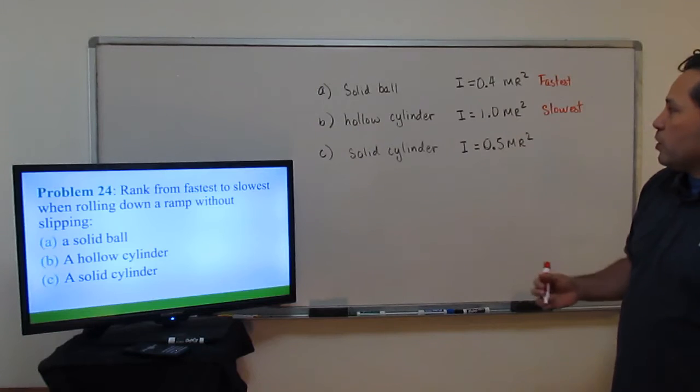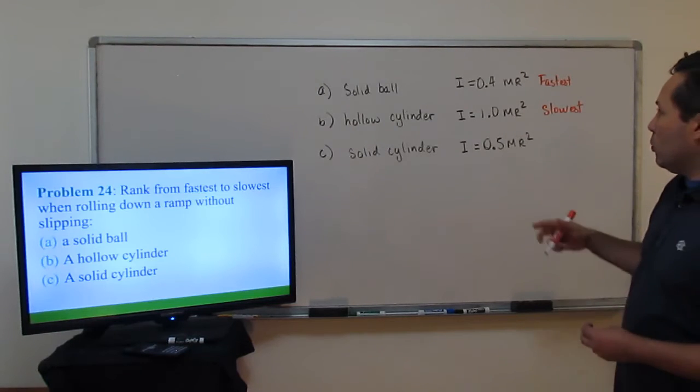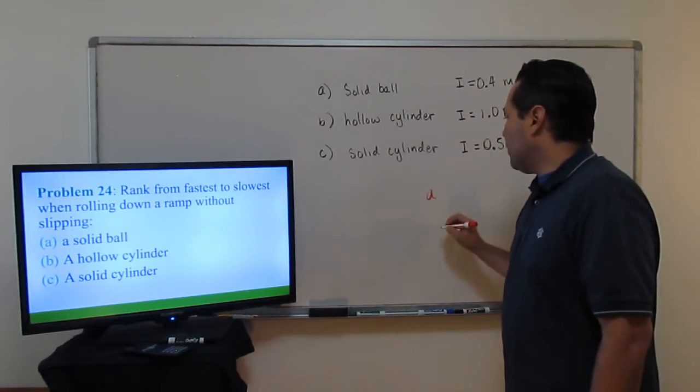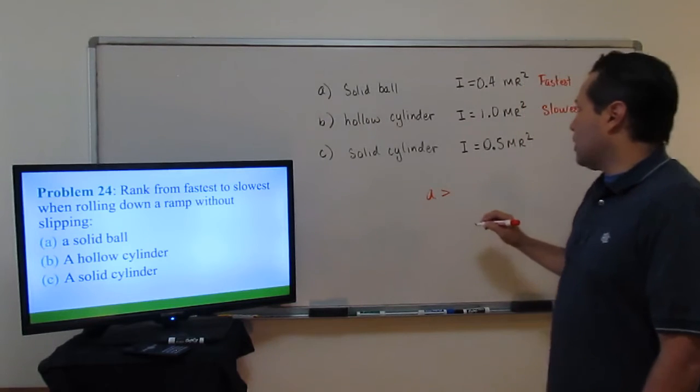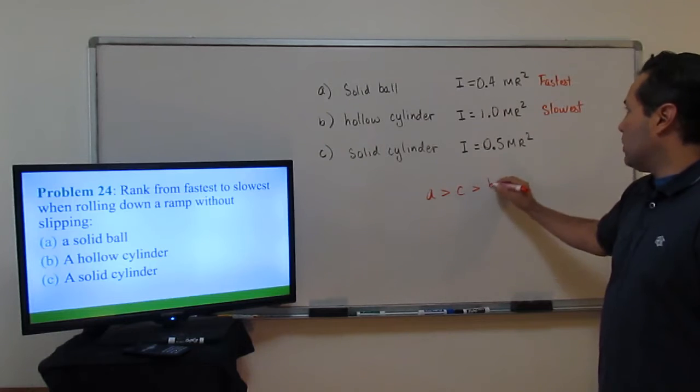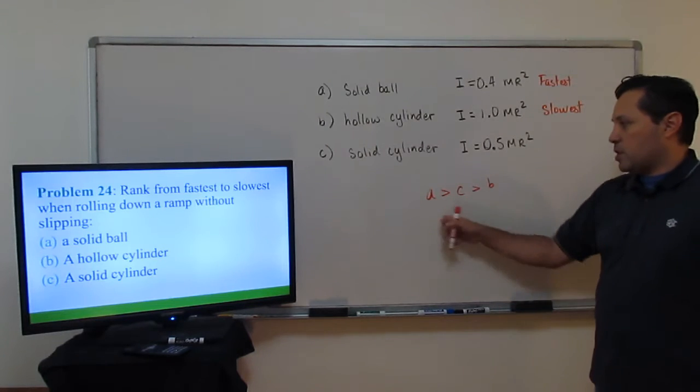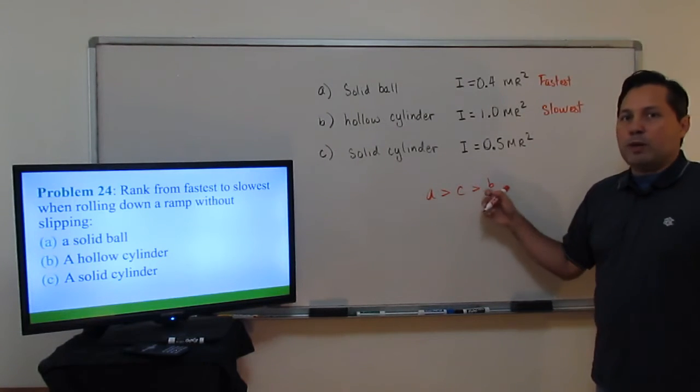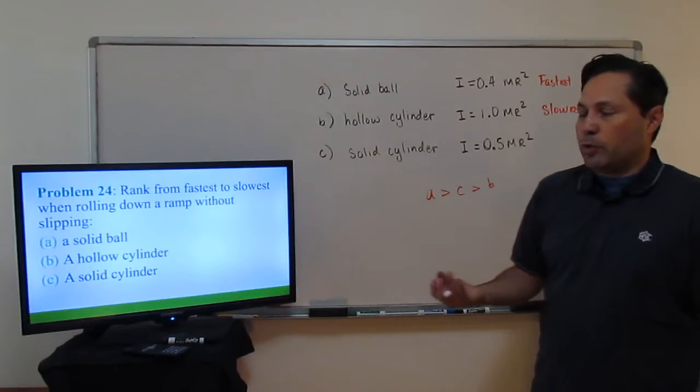Alright, so as far as ranking them from fastest to slowest, A would be fastest, it would have the greater velocity, then who will be next? It will be C, and then finally B would be the slowest. So as far as velocity, A will be greater than C, and C will be greater than B. And that takes care of problem number 24.